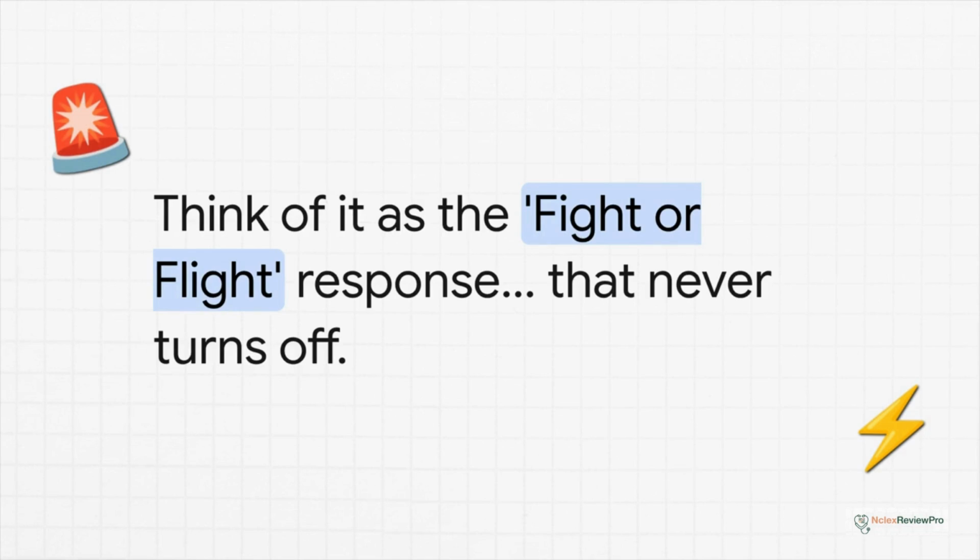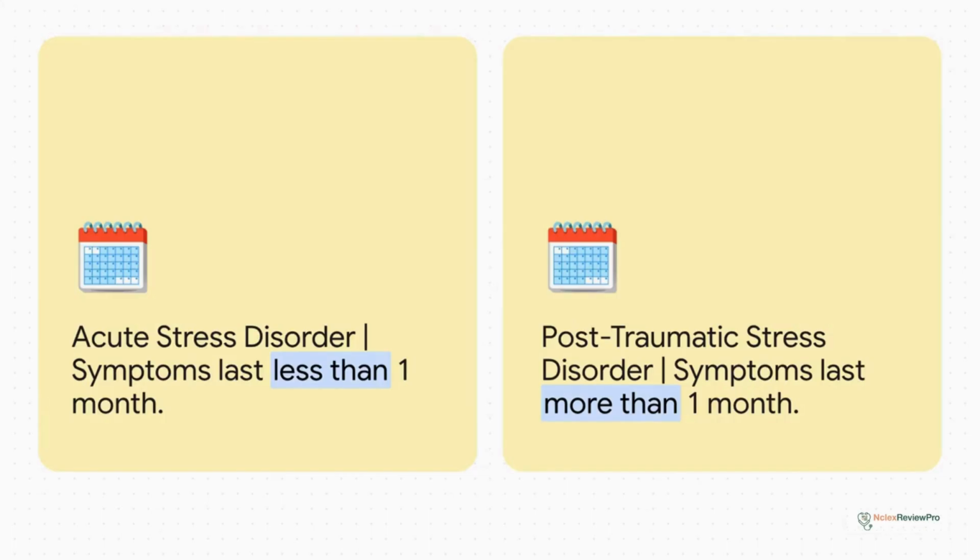Now write this one down because this is a classic NCLEX distinction. It's all about the timeline. If someone experiences these symptoms after a trauma, but they resolve in less than 1 month, we call that acute stress disorder. But if those same debilitating symptoms hang around for more than a month, that's when we're looking at a diagnosis of PTSD. That 1-month mark, that is the magic number you have to remember.